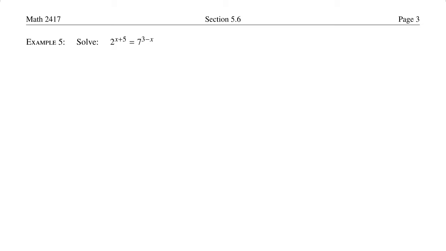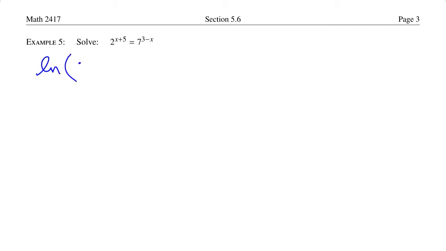Example 5, solve. 2 raised to the x plus 5 is equal to 7 raised to the 3 minus x. So a couple of problems here. You may want to take a log on one side, on both sides, but which side would you choose as the base, the 2 or the 7? Well, the 2 and the 7, they don't work very well together. 7 is not a power of 2, so that's problematic. So usually the way we handle this is we rely on the natural log.